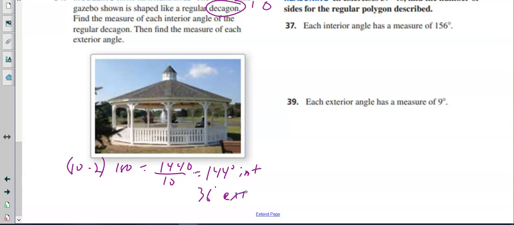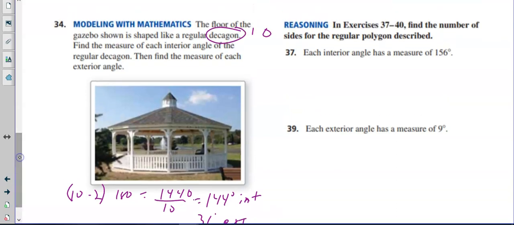Okay. And 37, 38. It says, find the number of sides for the regular polygon described. Okay, so each interior angle has a measure of 156. So again, 180 minus 156 is 24 degrees. So that's the exterior angle right there.